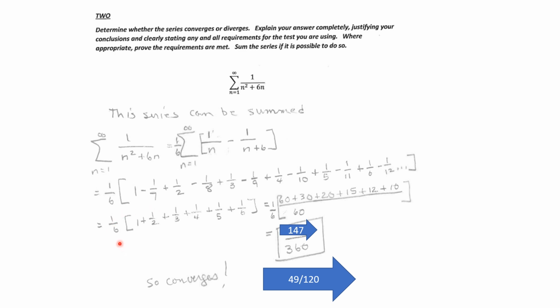So what is left is a telescoping series. This is 1 over 6 plus all of these numbers. You add them together, you get 147 over 360, or dividing both top and bottom by 3 in lowest terms, you get the sum is 49 over 120. And so that's what you should have done to earn full credit.